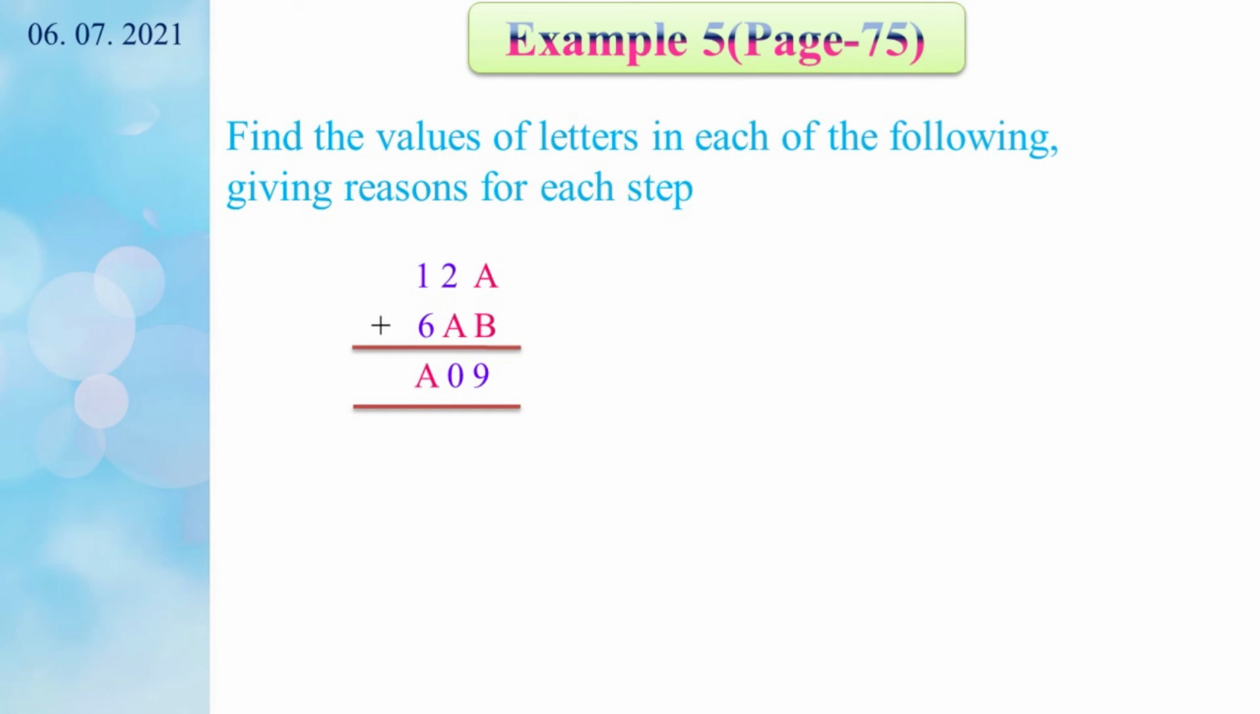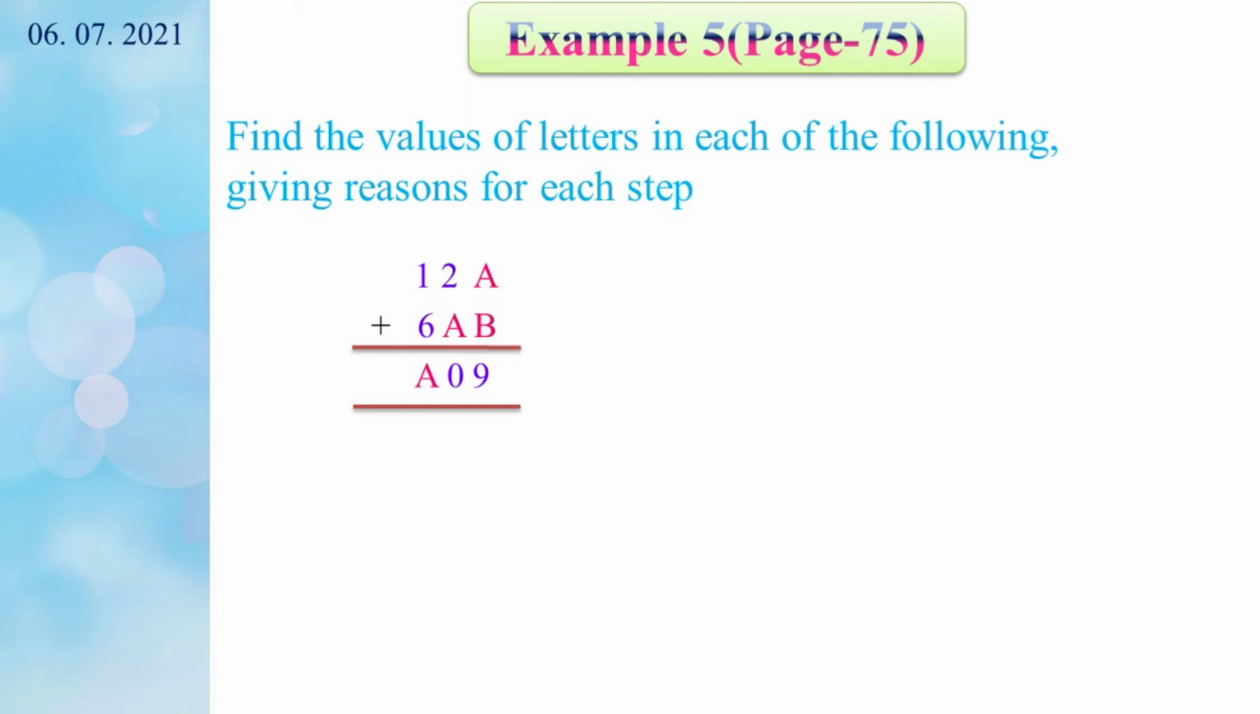results. Look at the ones column. A plus B equals 9. On putting A and B equal to 1, 2, 3, 4, 5, 6, 7, 8 and 9, we get 8 plus 1 equals 9, in which the ones place is 9. So A equals 8 and B equals 1.